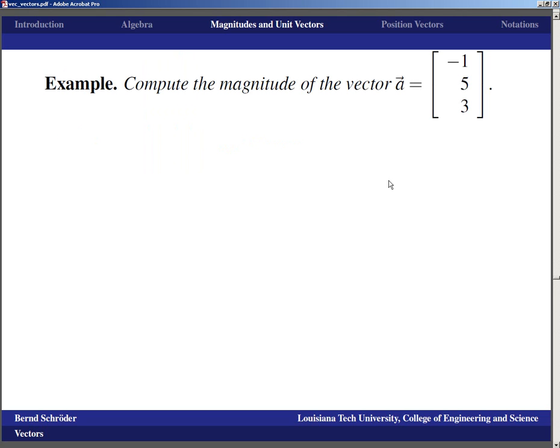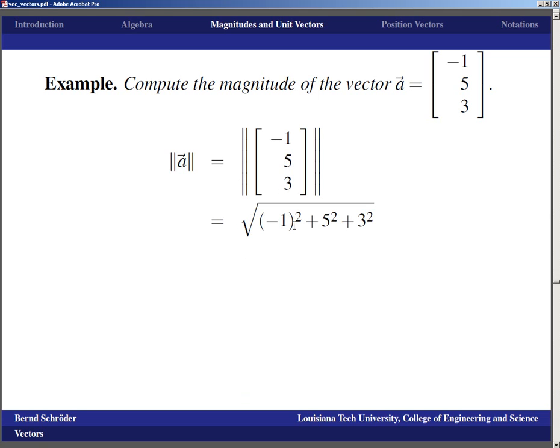Okay, example, well, compute the magnitude of the vector a equals (-1, 5, 3). What are you going to do? You're going to square the components, add it up, and take the square root, right? Norm of a is the norm of (-1, 5, 3). It's the square root of (-1) squared plus 5 squared plus 3 squared, which is the square root of 1 plus 25 plus 9. That ends up being the square root of 35, and that's it.